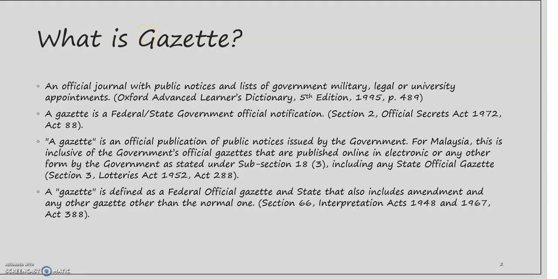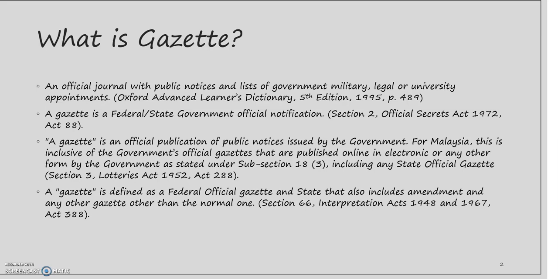Okay, next slide. So what is Gazette? According to Oxford Advanced Learners Dictionary 1995, a gazette refers to the official journal with public notices and list of government, military, legal or university appointments. Under section 2 of OSA 1972 in Malaysia, a gazette is a federal or state government official notification.